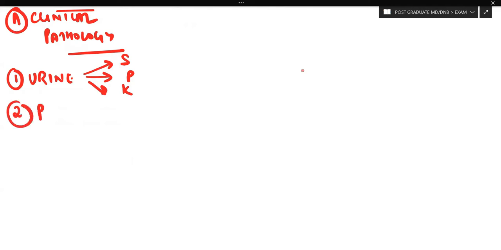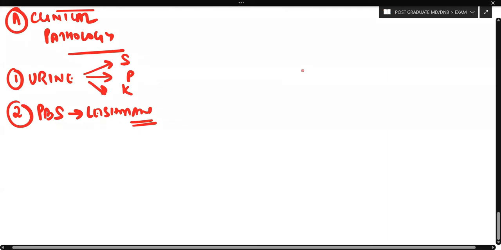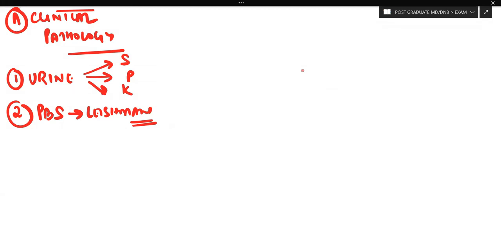Number two, you will be asked to perform a peripheral blood smear. You should know how to do a Leishman stain. I am telling you right now, go to your central lab. If you have not done a Leishman stain, if you have not prepared a slide with your own hand, start preparing. It is not going to take much time. Everyone should know how to prepare a basic peripheral blood smear using the Romanovsky Leishman stain.